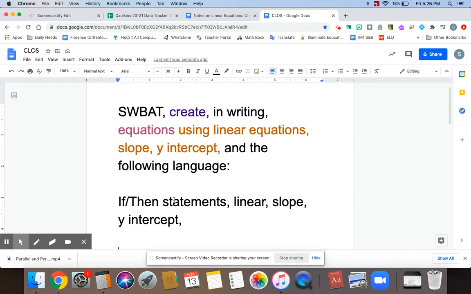So using if-then statements and the vocabulary linear, slope, and y-intercept, explain what you learned how to do during this lesson.